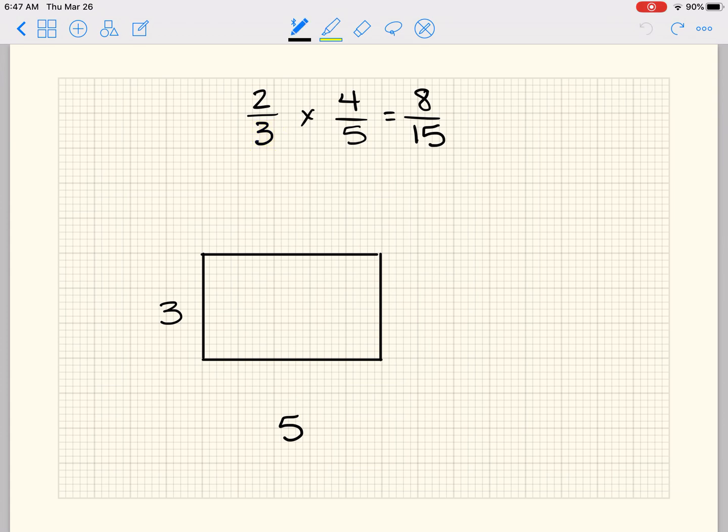So I'm going to start with the 3, and I'm going to split this rectangle horizontally, creating rows. I have 3 rows now, or 3 parts in my rectangle. Now my fraction was 2/3, so I'm going to color in 2 of the 3 parts of my visual fraction model. So here we have 2/3.